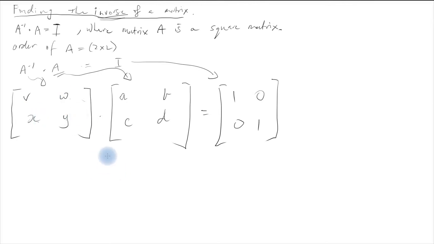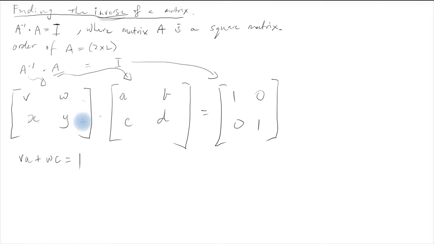So our aim here is to find a formula so you don't have to do all this effort that I'm about to do right now. You don't want to have to do that every time. So first off, we're multiplying 2 square matrices. So to get this number 1, that is the first row multiplied by the first column. So we have V times A plus W times C has to equal 1.